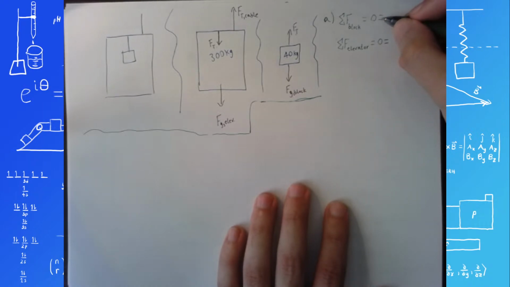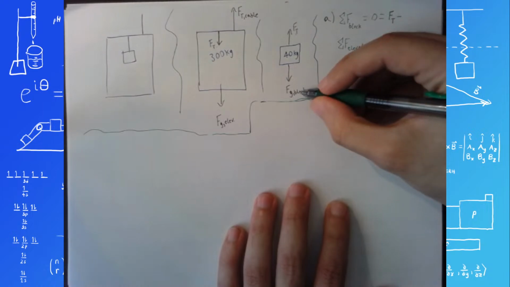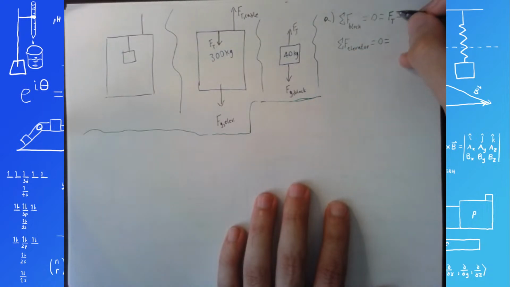But anyway, this is going to be forces up minus forces down, so that's going to be force of tension in the rope minus force of gravity on the block. That would be the mass of the block, which is 40 kilograms, times g, which I'm just going to substitute as 10 for this problem.